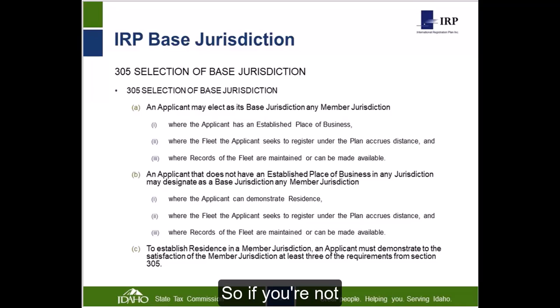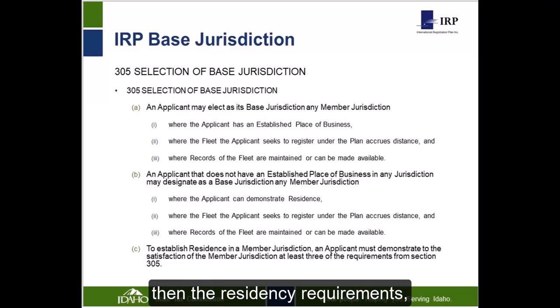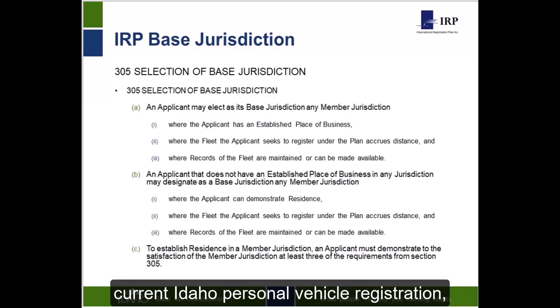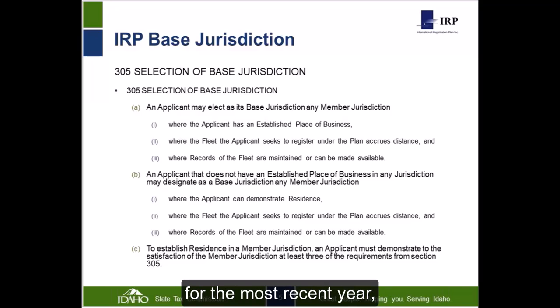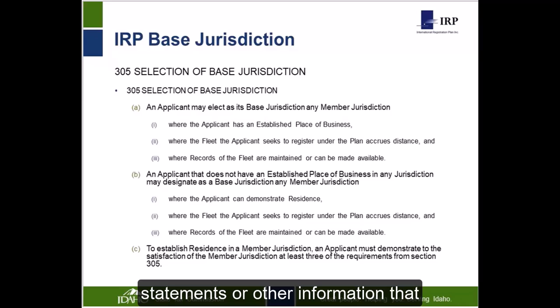So if you do not have an established place of business, then the residency requirements, the 3, include or could include your Idaho driver's license, and that's current Idaho driver's license, current Idaho Secretary of State filing, current Idaho personal vehicle registration, federal or state tax filings for the most recent year, current real estate or property tax assessments, current utility bills showing the service address, current property rental, lease, or mortgage statements, or other information that the Transportation Department might request.